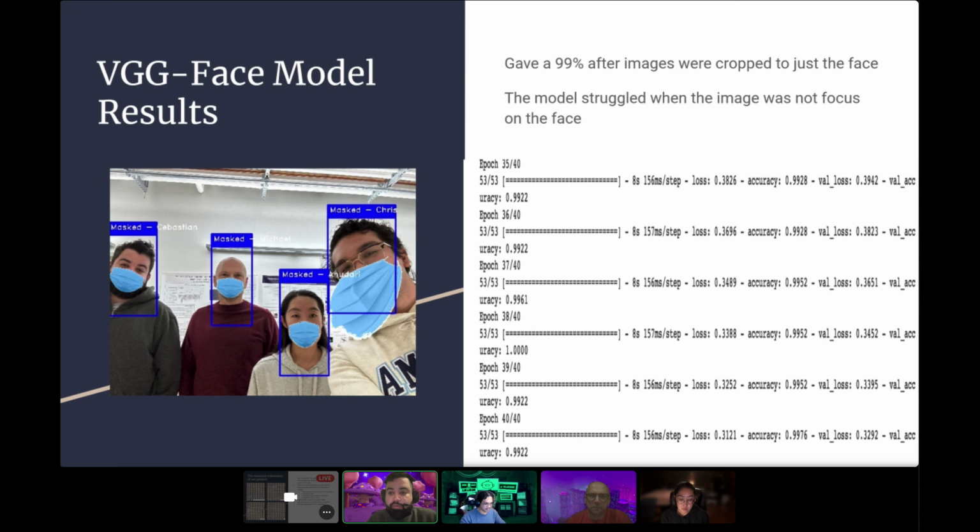After we cropped the images to just the face, it gave 99%, even 100%, as you can see right there, 100% after that. And that's pretty much my model.